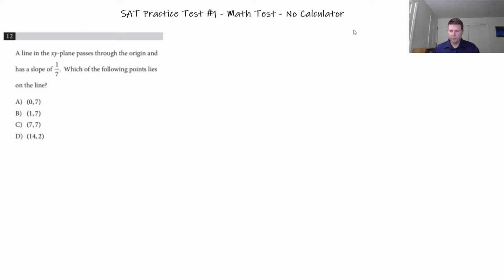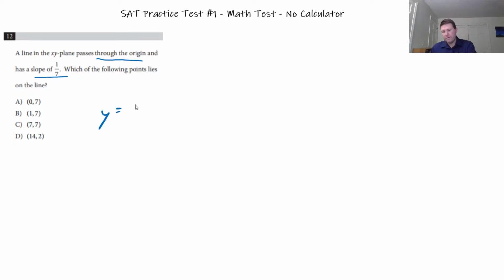All right, so number 12. Now, it's saying the line passes through the origin and then has a slope of 1/7. Now, there are 2 basic ways you can do this. One of them I'll recommend over the other for reasons I'll explain, okay? So I'm going to do it the way you would more often want to approach these first, okay?